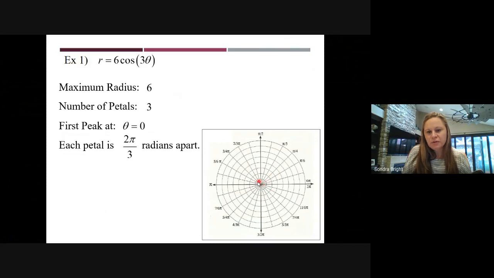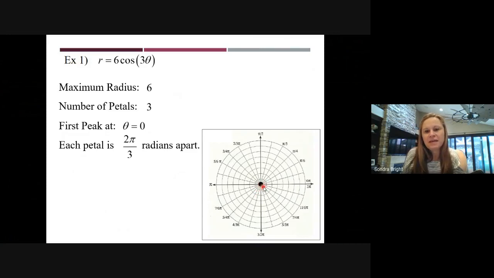So this first circle here is r equals 1, r equals 2, r equals 3. That's what each of those circles are on the polar graph. Your angles are here: 0, pi over 6, pi over 4, pi over 3, right? Okay, so you will have a point at what we call the pole in polar graphs, at the origin there.